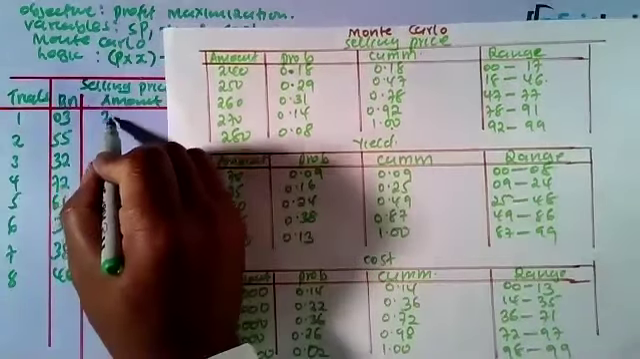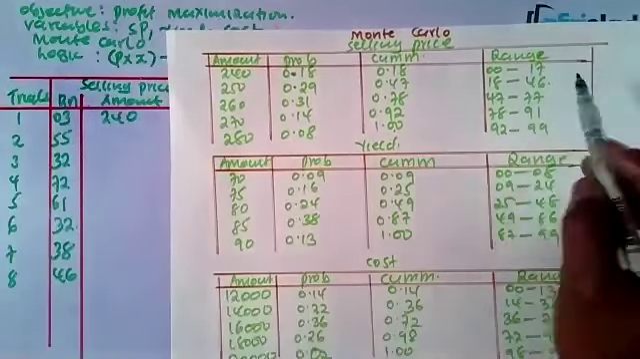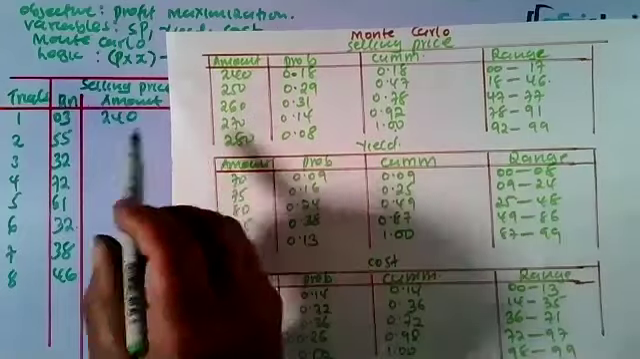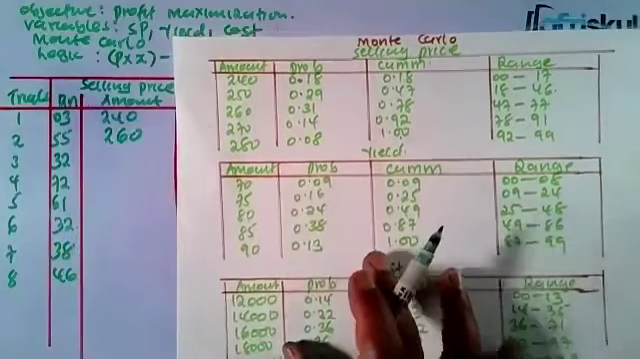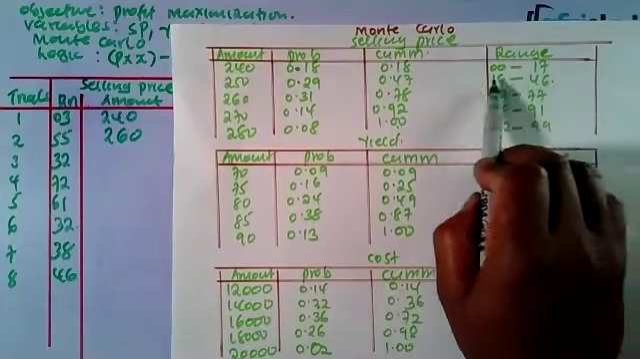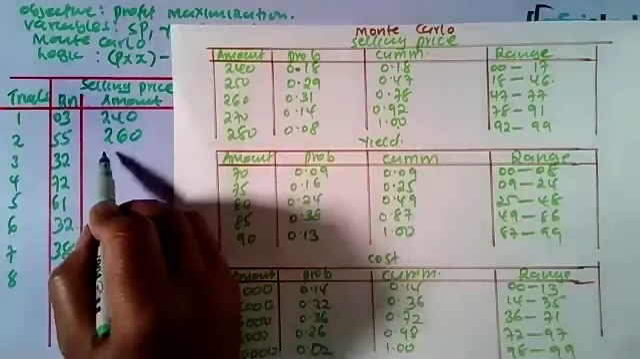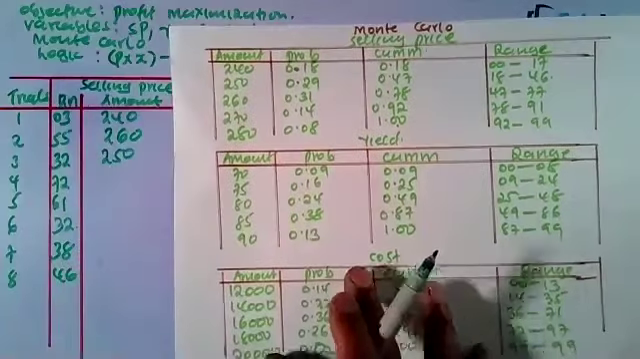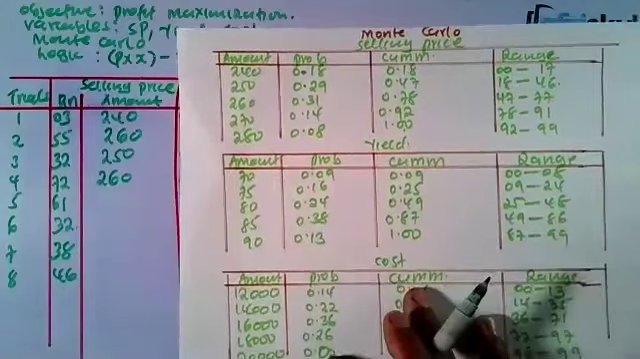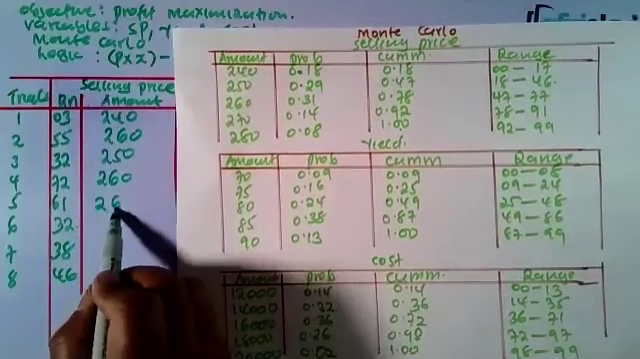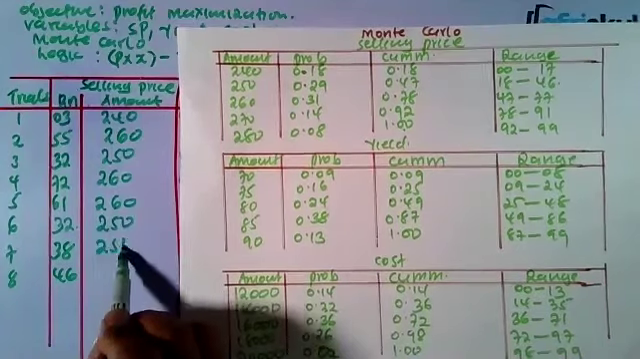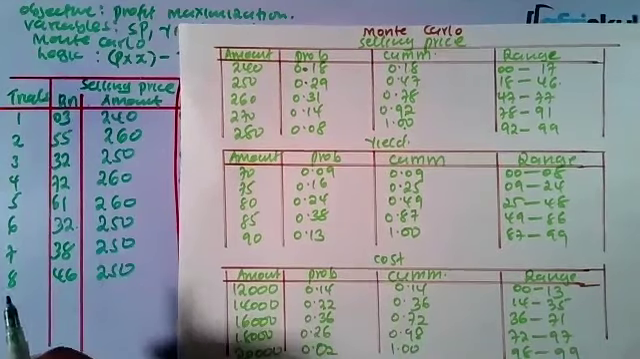So unaweka 240. 55. 55 is in between 47 and 77. So you'll have 260. That 2 is in between 18 and 46. That means it will be 250. 72, bado ni 260. 61, 260. That 2, 250. 38, 250. 46, 250.